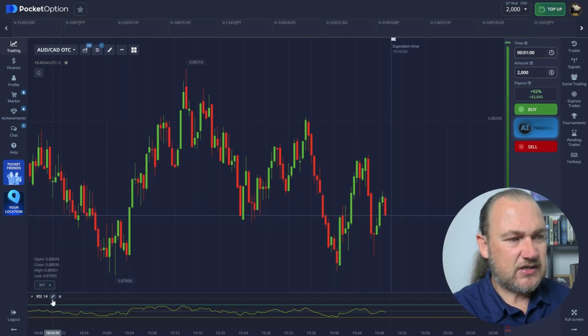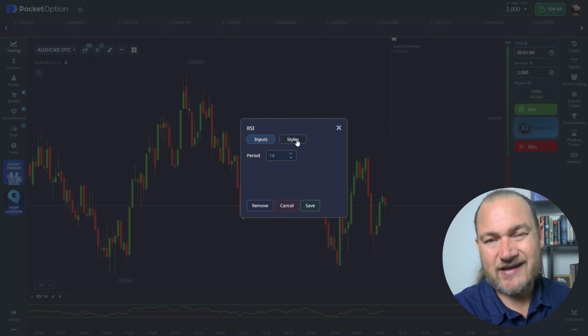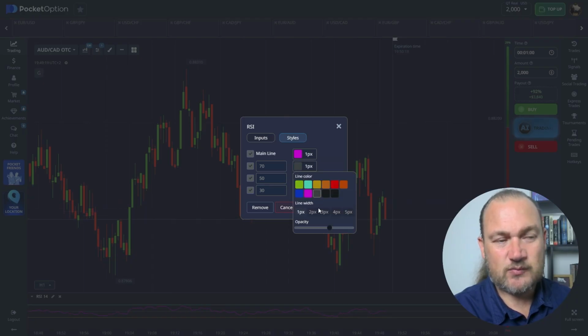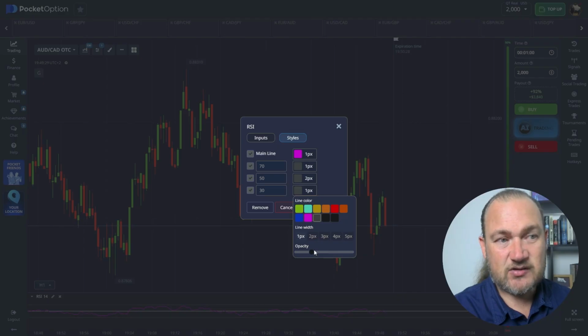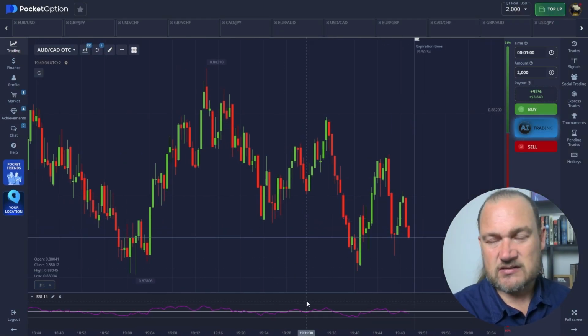I'm going to change some of the visual styles, but I'm not going to be changing the period value. So we're going to use the RSI at its default value for this strategy, but I'm just changing some of the styles, which makes it a little easier for me to see all the levels that I'm going to be using. You don't need to change the colors. It doesn't really matter. It has no impact on the strategy itself.